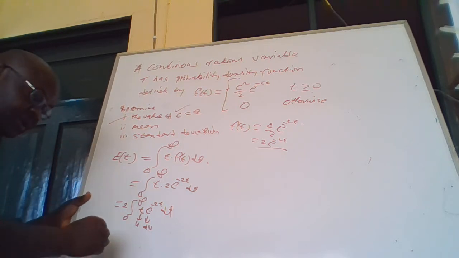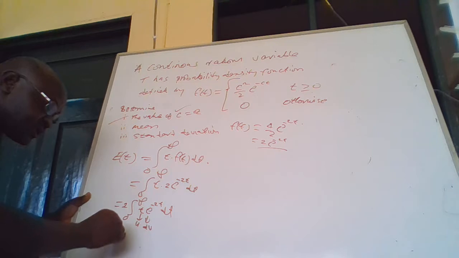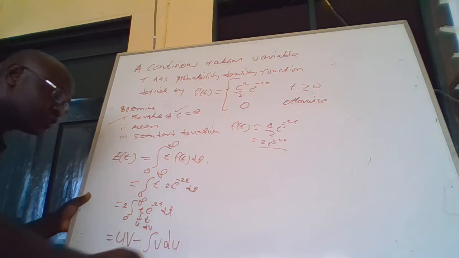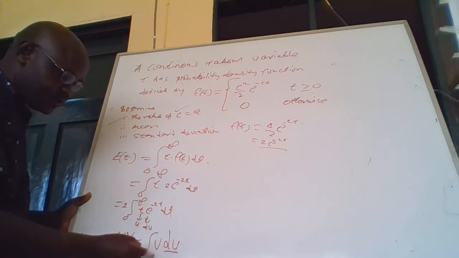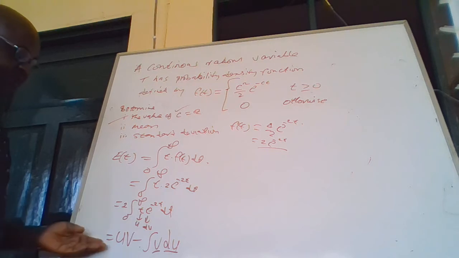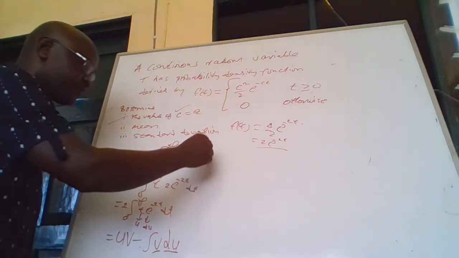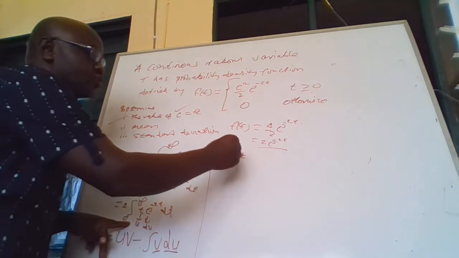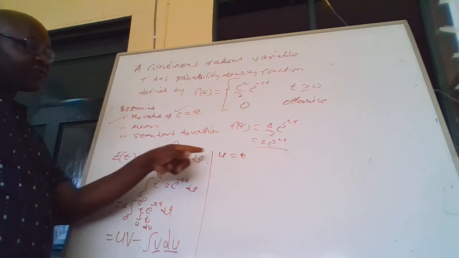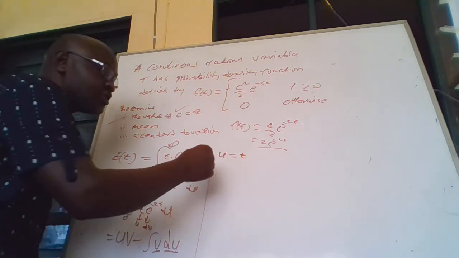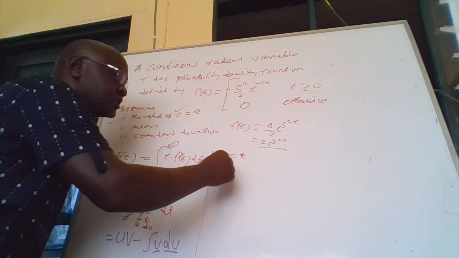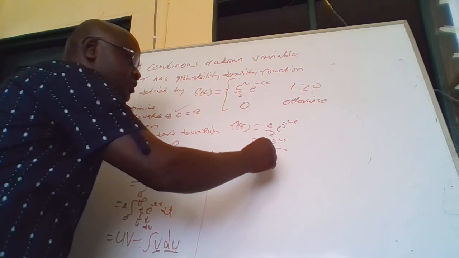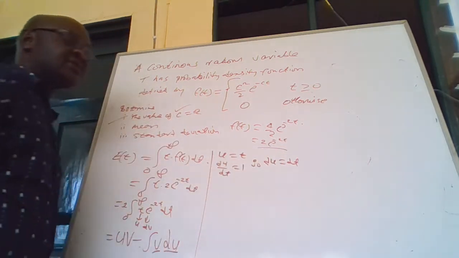Now integration by parts formula is given by uv minus integral v du. So in this formula we need to calculate du and get the value of v. Once we get them, we insert them in this formula. Now here we are saying that u equals t. Therefore we differentiate with respect to t here. So we have du/dt equals, when you differentiate t, you get 1. Therefore du equals dt.